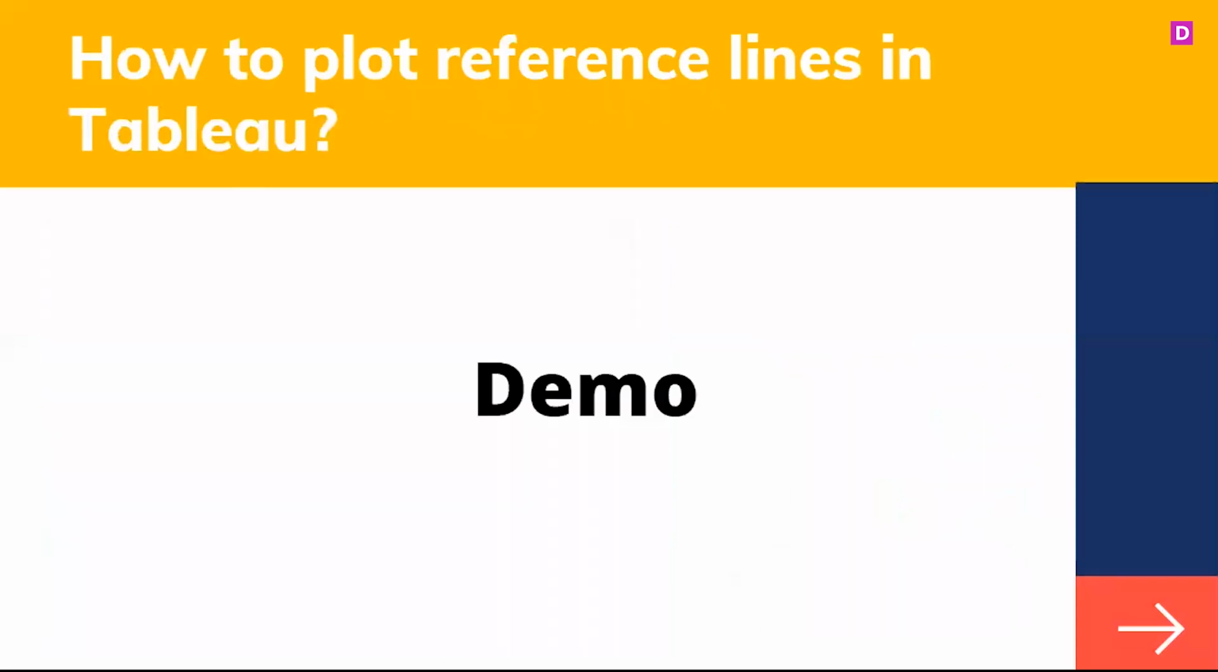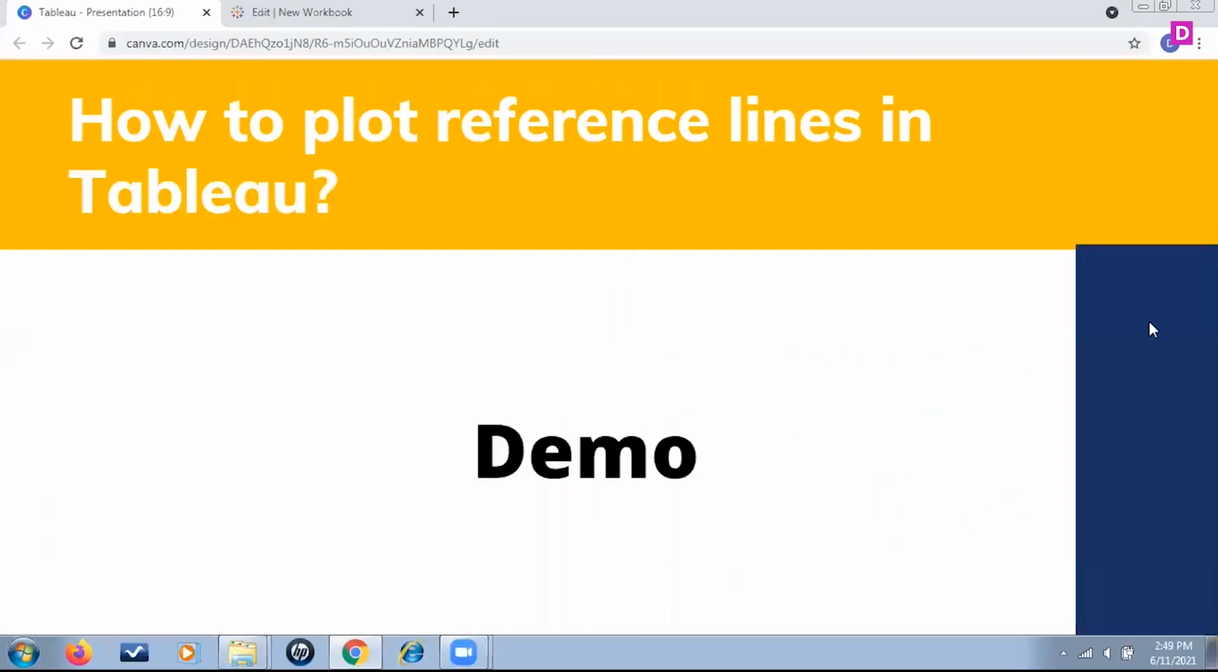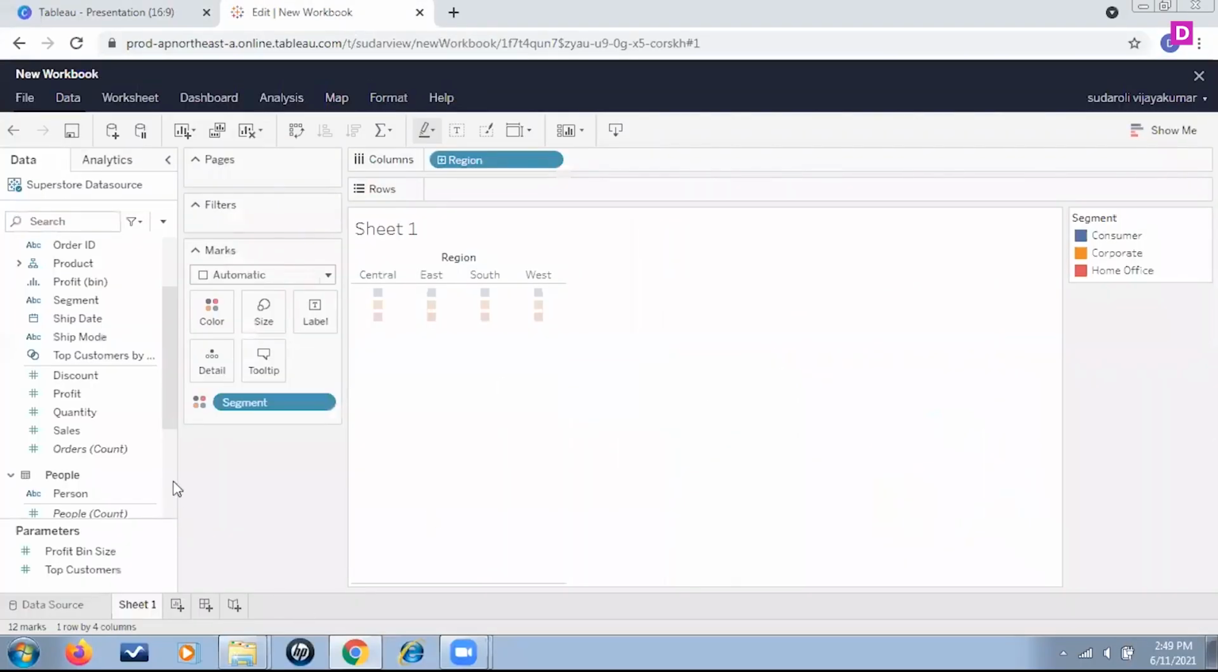Now we need to understand how we can make use of these reference lines, or how to plot a reference line in Tableau. So without wasting much time, let's get into our Tableau environment. We have already connected to our Superstore database. Region is already in my columns, so let me keep the region in the columns itself, and for my rows I am going to use profit. Let me just place my profit here.